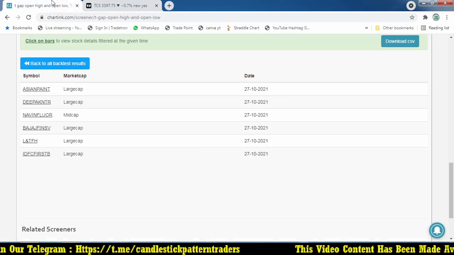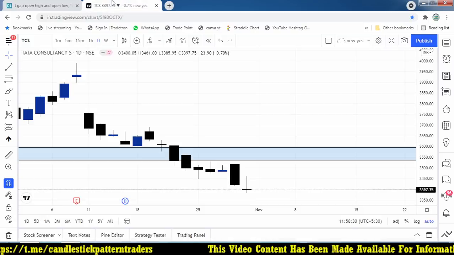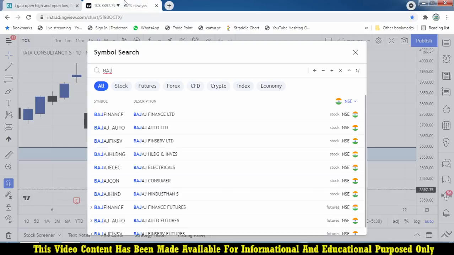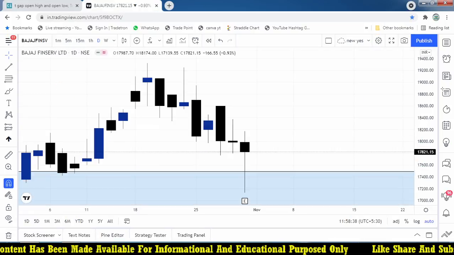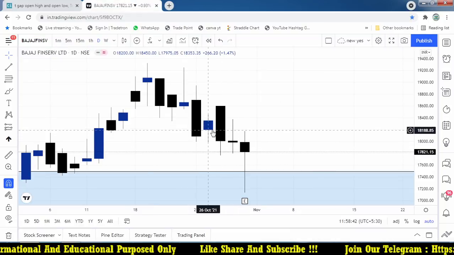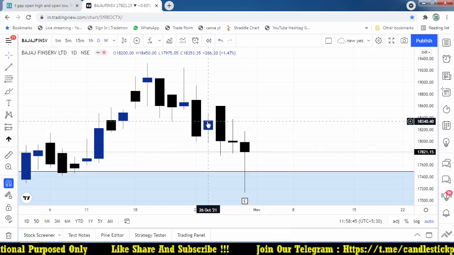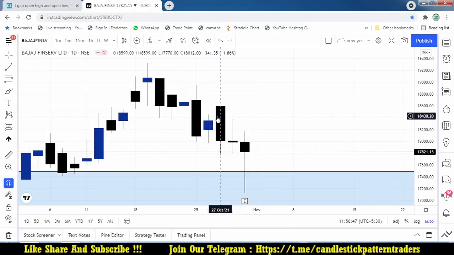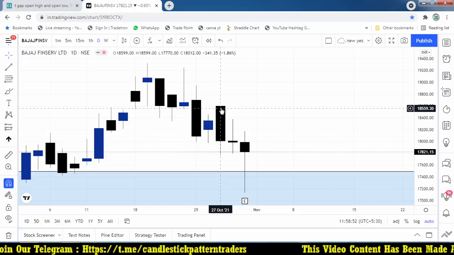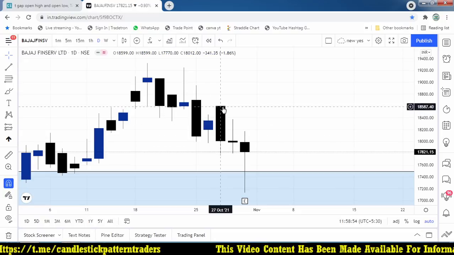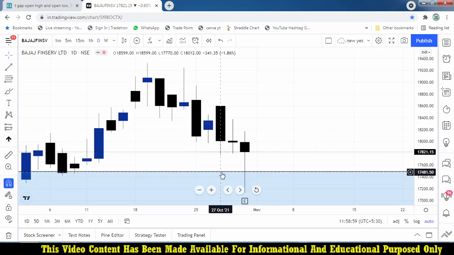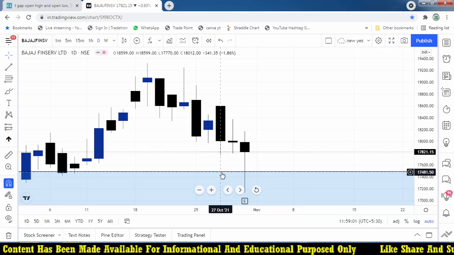One stock we are focusing on for a sale, another one we are focusing on is Bajaj Finserv. Let's say Bajaj Finserv, what happened yesterday? This happened on 27th. The stock's previous day high is around 18,200, but the next day the market opened at 18,599. It is a gap up as well as an open high, and through the day the market started moving down.